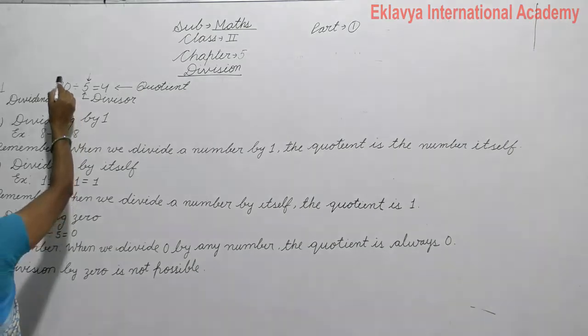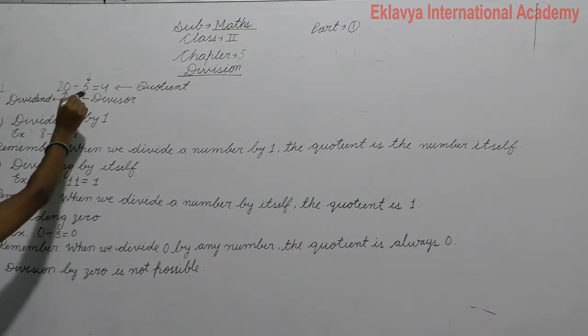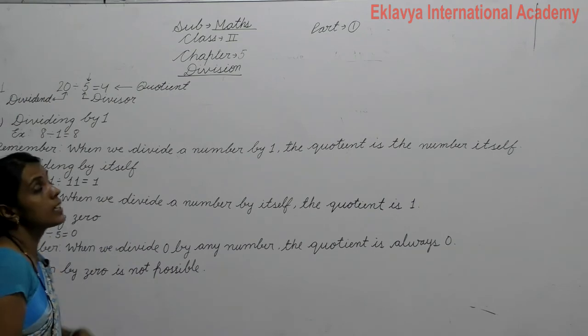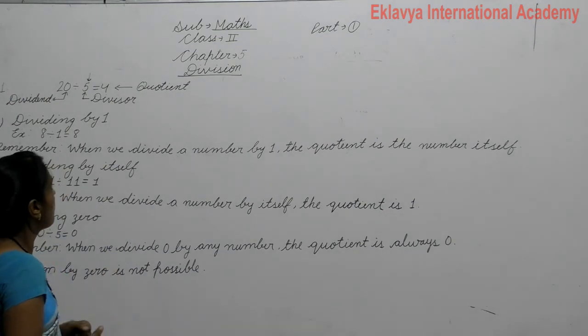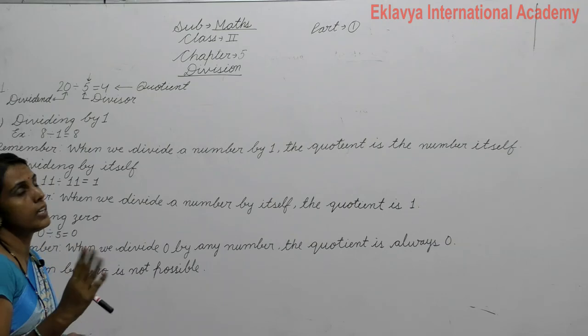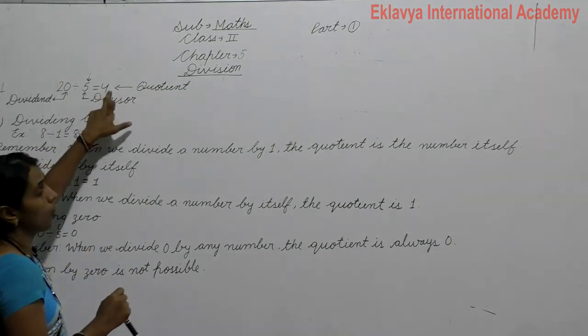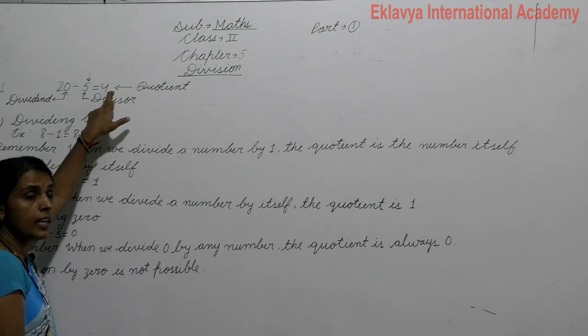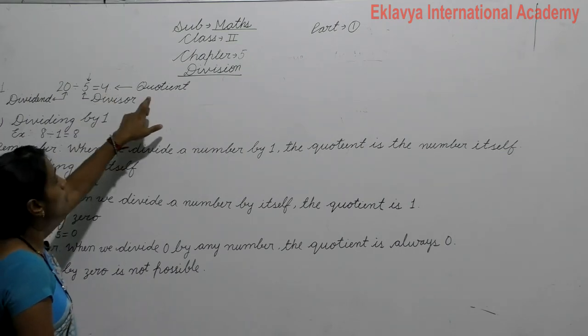I have given 20 divided by 5. First of all, we will say the table of 5 to see which number gives 20. 5 ones are 5, 5 twos are 10, 5 threes are 15 and 5 fours are 20. Which number comes to 20? 4 times. Like this I write here 4. So 4 is your answer and we call our answer the quotient.